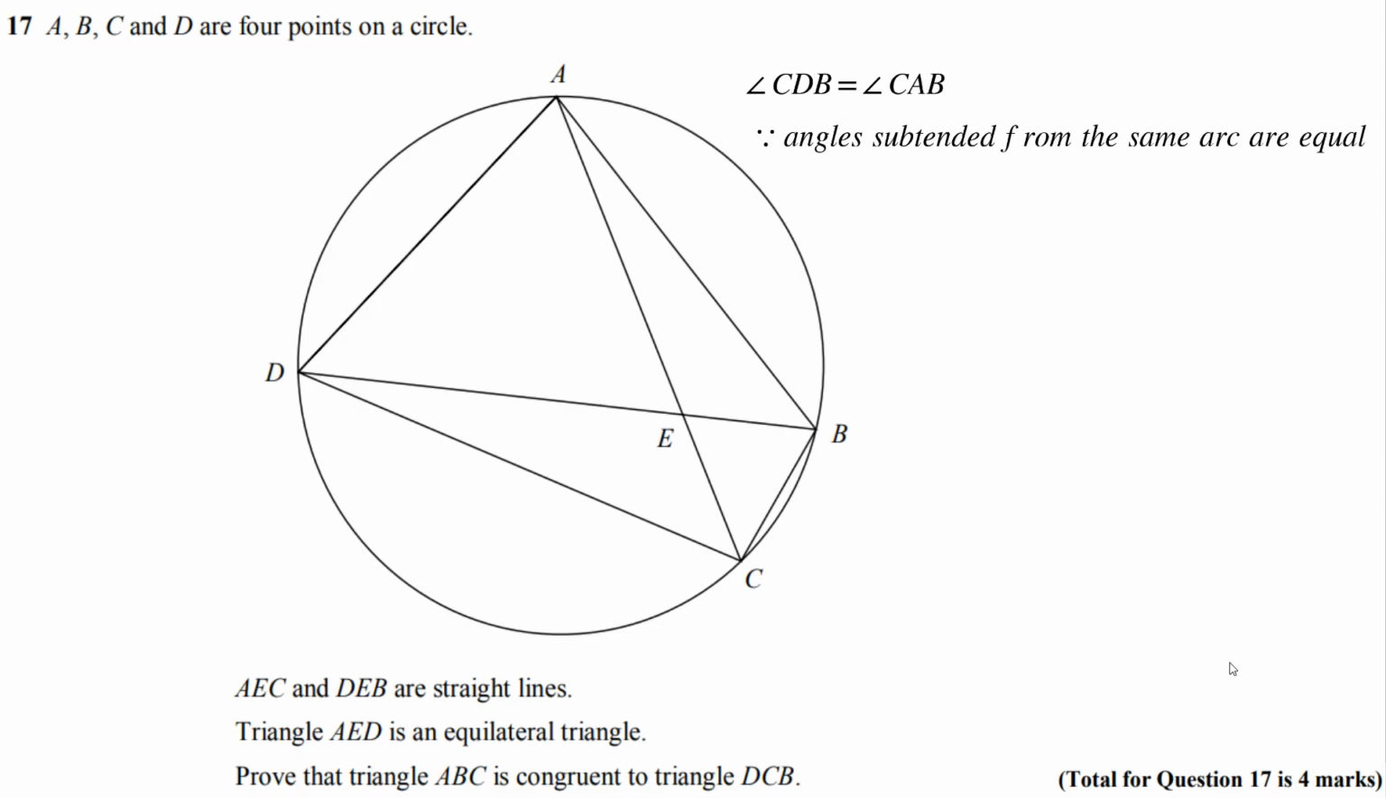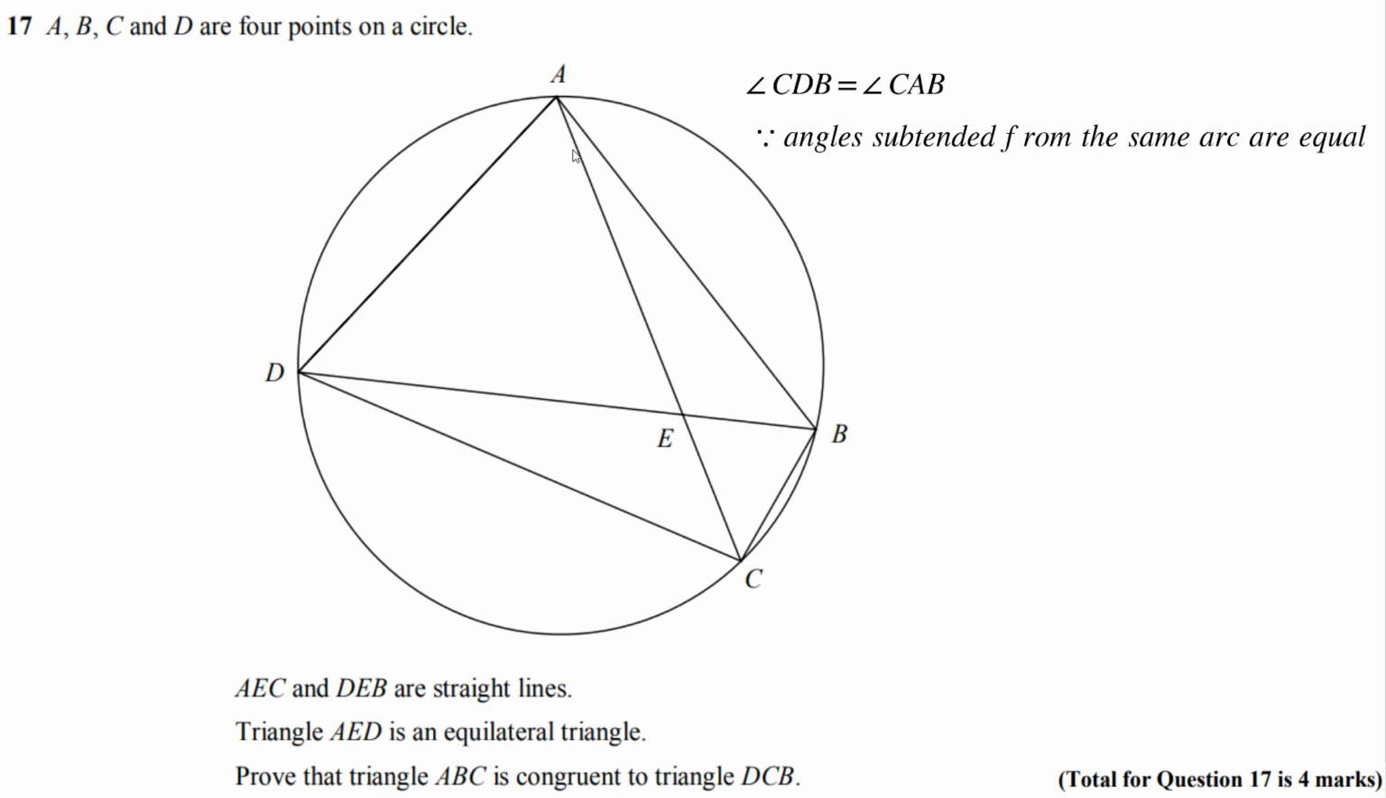Question 17. Oh, I actually forgot to change that one. So A, B, C, D are 4 points in a circle. AEC and DEB are straight lines. The triangle AED is an equilateral triangle. So AED is an equilateral triangle.